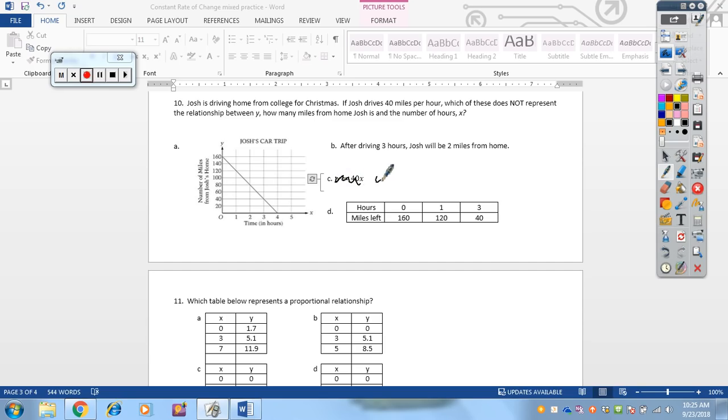This I think is y equals negative 40x, I think. Josh drives 40 miles per hour. Which of these does not represent the relationship between y, how many miles from home Josh is, and the number of hours, x? So hours is x and miles is y.